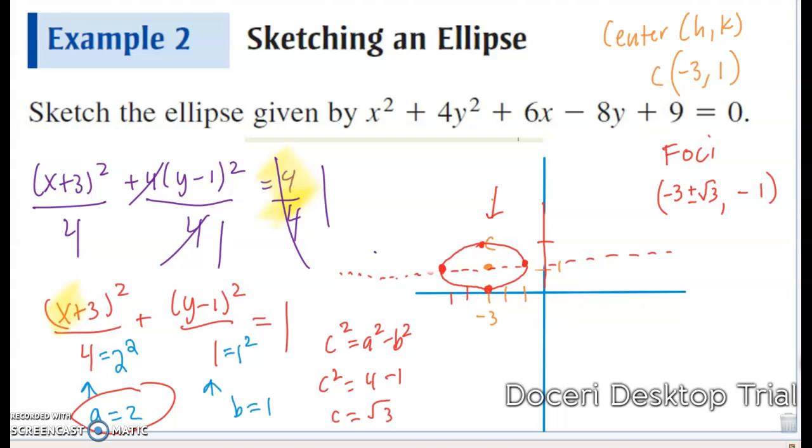And then let me go back and put the foci, which is going to be very close to these vertices. And that is how we graph the ellipse.